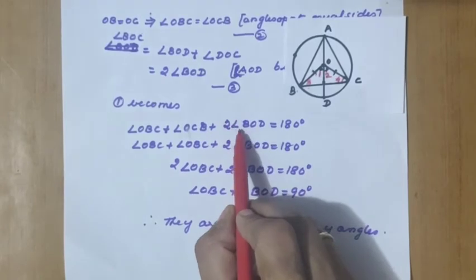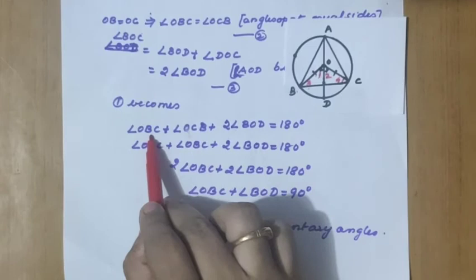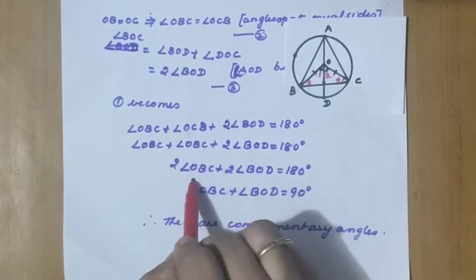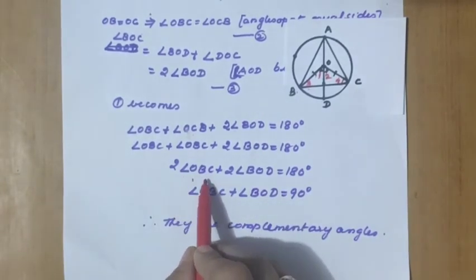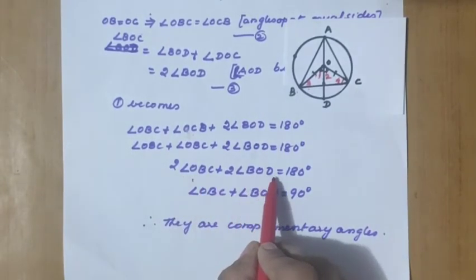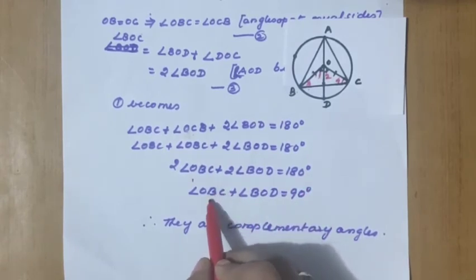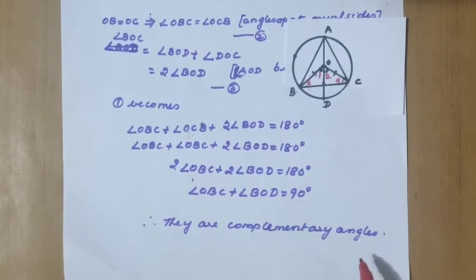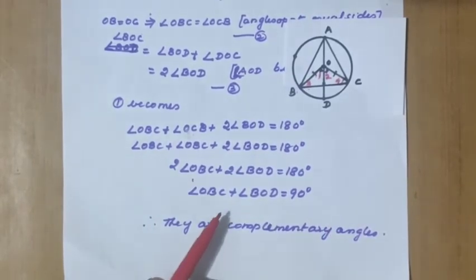First we have changed angle BOC as 2 times of angle BOD. Next OBC and OCB are equal. We need 2 times of OBC. Our purpose is 1 and 3 are complementary. So 2 times of angle OBC plus 2 times of angle BOD equal to 180 degrees. That means angle OBC plus angle BOD equal to 90 degrees. If we get 2 angles whose sum is equal to 90 degrees, then both the angles are complementary angles. So OBC and BOD are complementary angles.